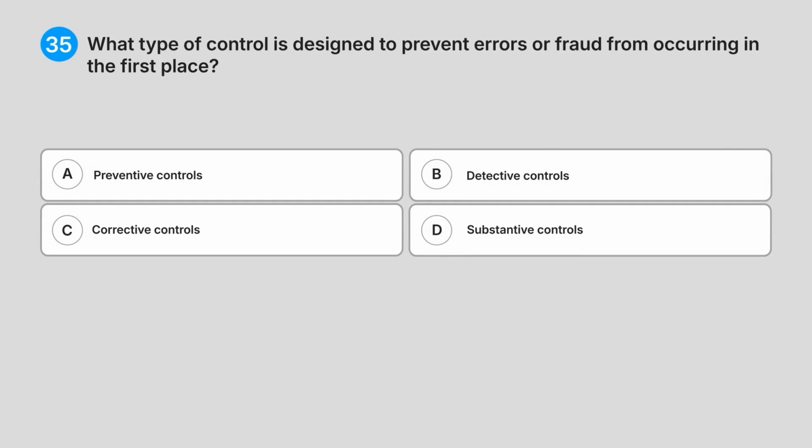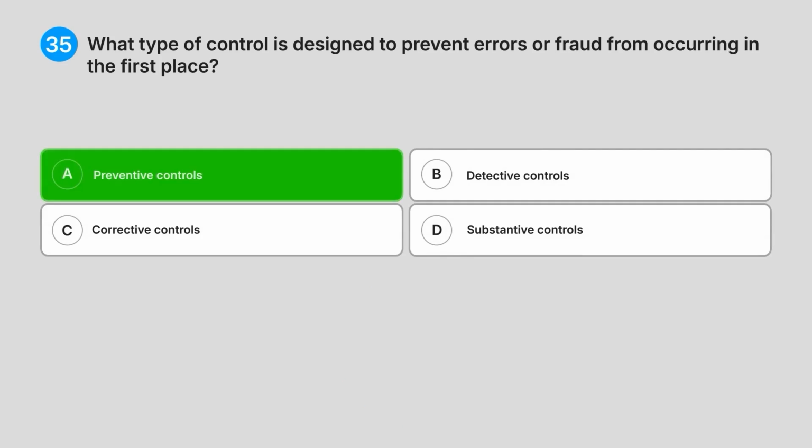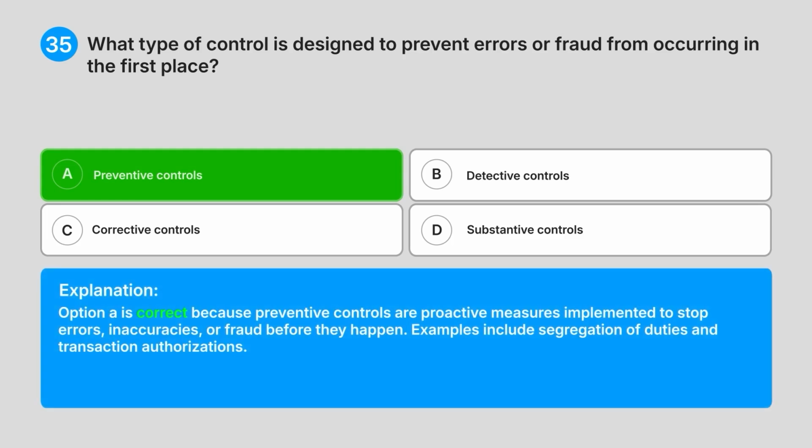Correct answer, A. Preventive controls. Explanation: option A is correct because preventive controls are proactive measures implemented to stop errors, inaccuracies, or fraud before they happen. Examples include segregation of duties and transaction authorizations.